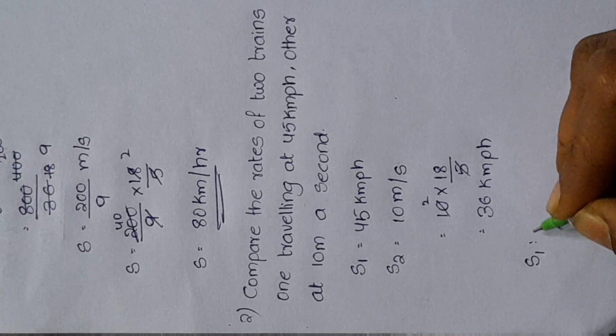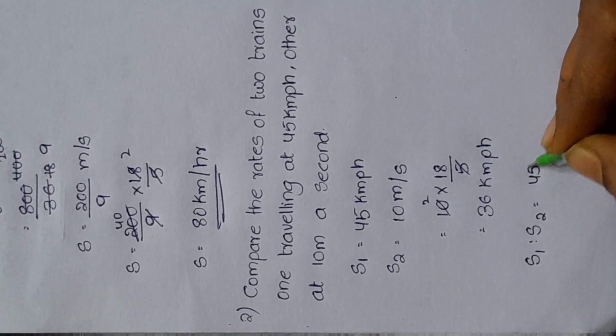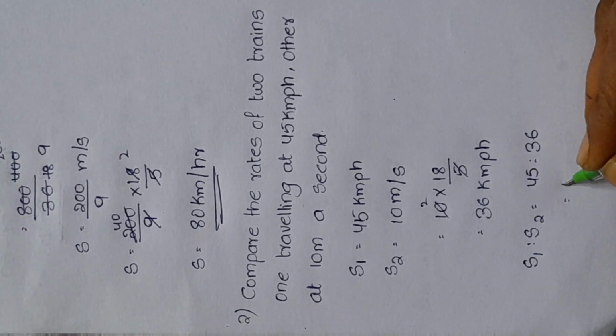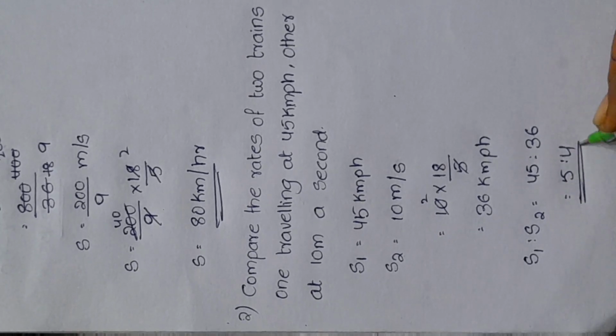Now the ratio should be found. S1 is to S2 is equal to 45 is to 36. The ratio is 5 is to 4.